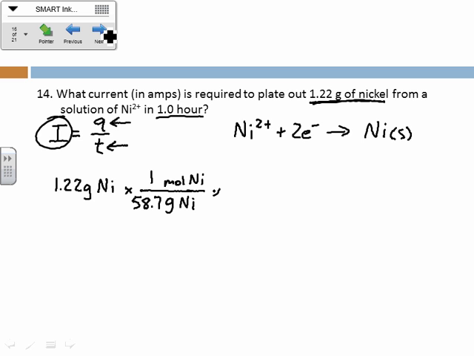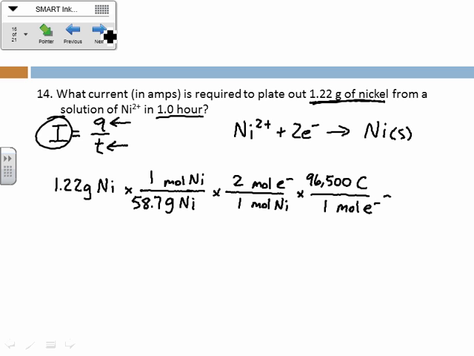Then we can go from moles of nickel to moles of electrons. For every 1 mole of nickel that gets produced, there are 2 moles of electrons required. Then we can go from moles of electrons to charge using Faraday's constant. There are 96,500 coulombs in 1 mole of electrons. Let's just use that conversion factor, and that should get you where you need to go. That'll help you solve for the charge.